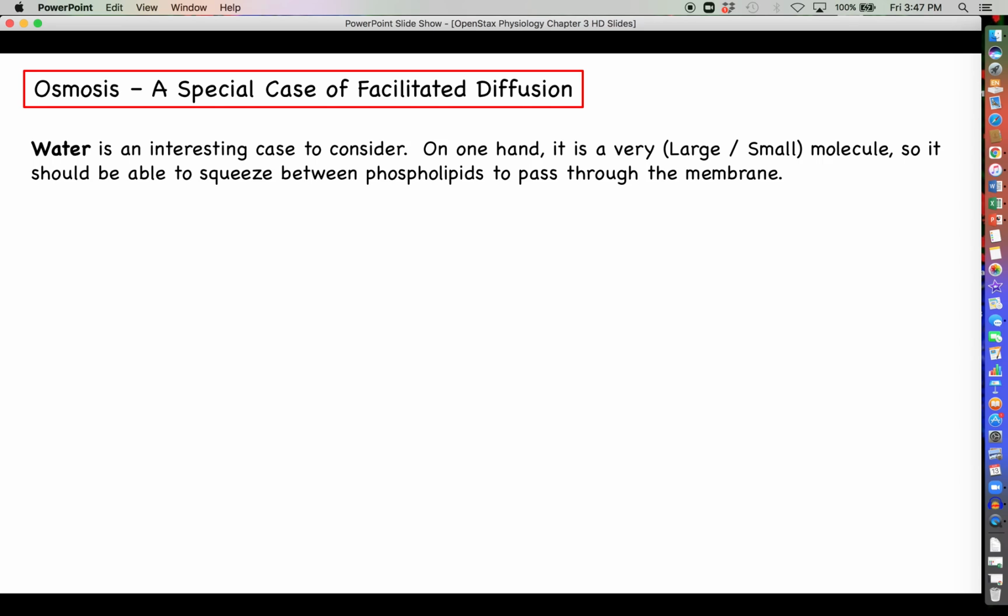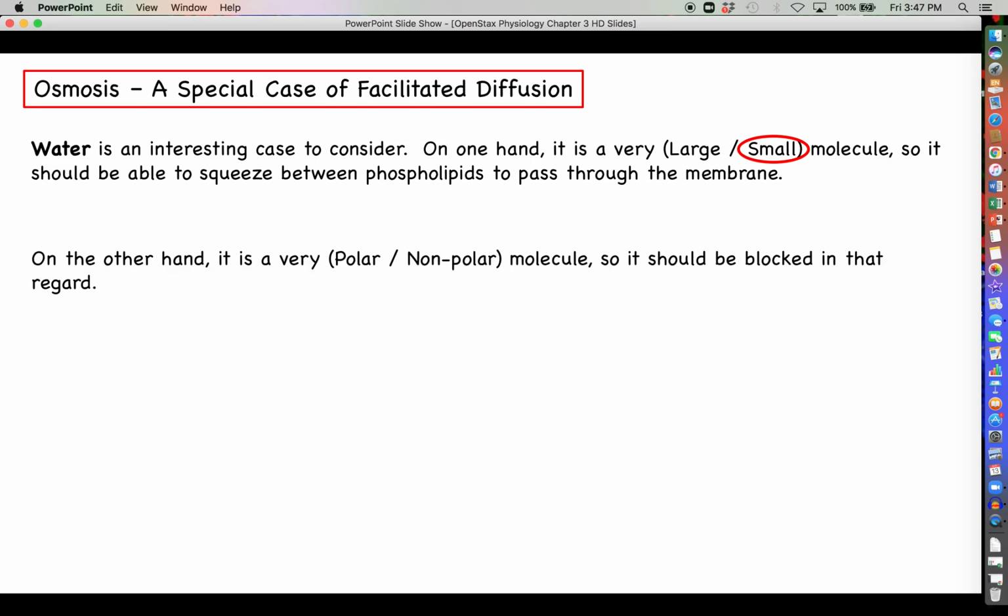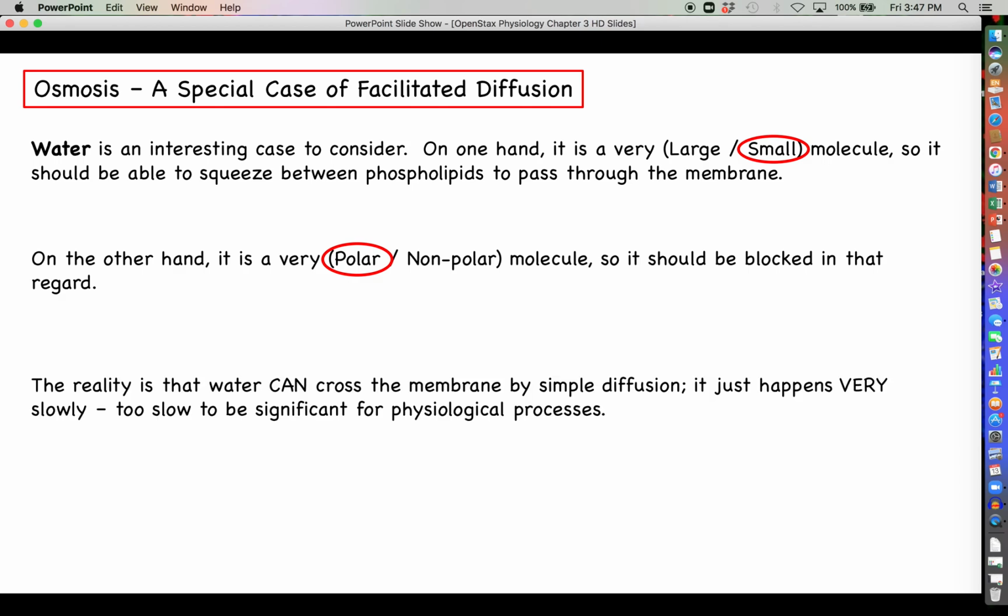This brings us back full circle to what I was talking about with water. I wasn't really a big fan of that one particular figure that showed water moving through the membrane all by itself. There's a problem with that. Water is a very small molecule, so on the basis of its size, it ought to be able to move through the membrane very easily. But it is also a very, very polar molecule, so it should be blocked from moving by simple diffusion. The reality is that water can cross through the membrane by simple diffusion, but it happens extremely slowly, because of its polarity. If it wasn't nearly as polar, it would move through much quicker.